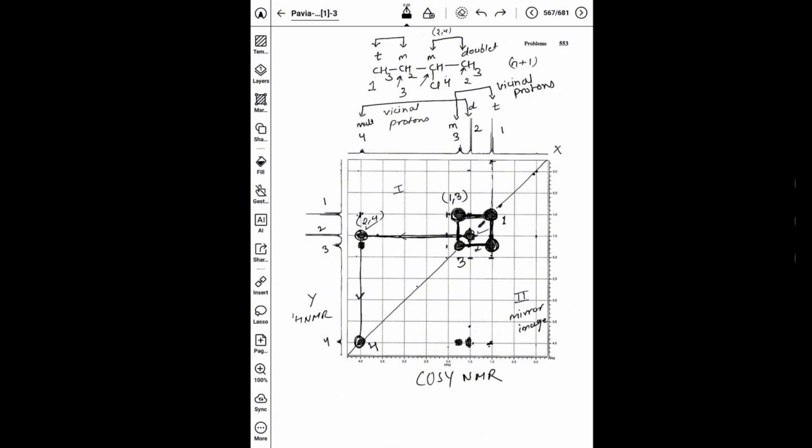Now here also you can find the off-diagonal peaks on the other side of the diagonal, and if you connect them you can make another square.